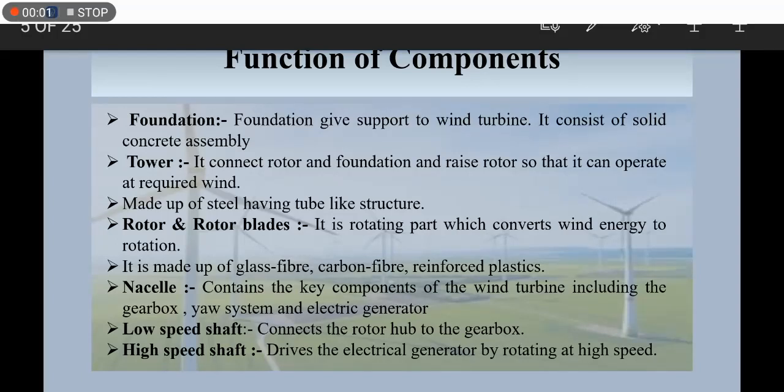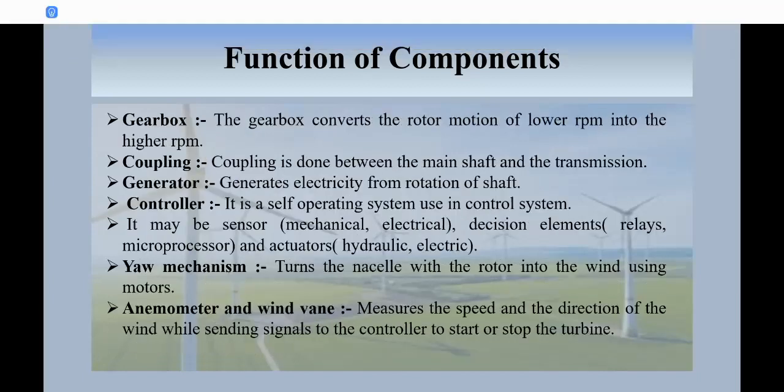The rotors of the wind turbine connect through the rotor hub to the gearbox with the help of a low speed shaft, and drive the electric generator by rotating at high speed with the help of a high speed shaft. Then the gearbox converts rotor motion from low speed to high speed. Coupling is done when the main shaft is connected with the transmission, and when these shafts rotate, they generate electricity with the help of the generator and controller.